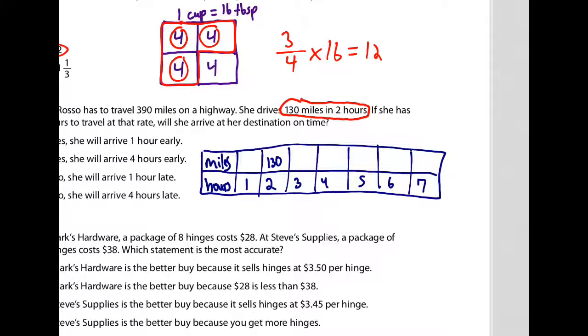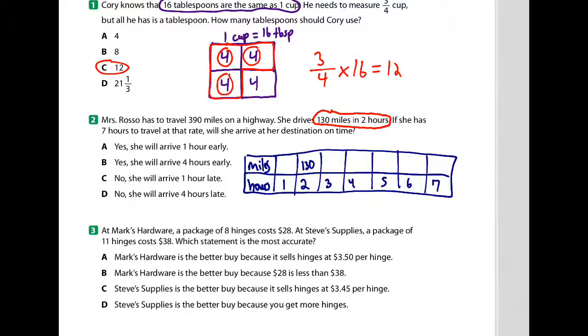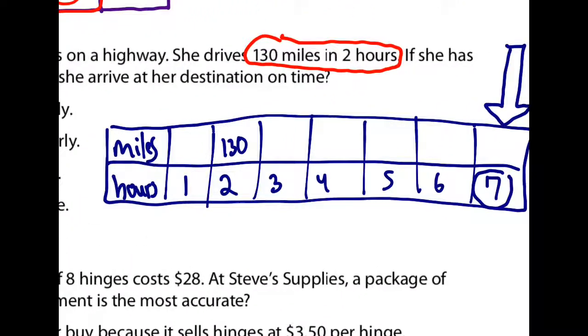All right, now, it says she has 7 hours to travel at this rate. So it looks like right here is how long. So she has 7 hours. And she has to travel 390 miles. So basically, we have to know, will she get to 390 miles when she gets to 7 hours? Now, in order to figure this out, I'm going to find the rate. So remember, to do that, all I do is 130 divided by 2. And if you do 130 divided by 2, you get 65 miles in 1 hour.